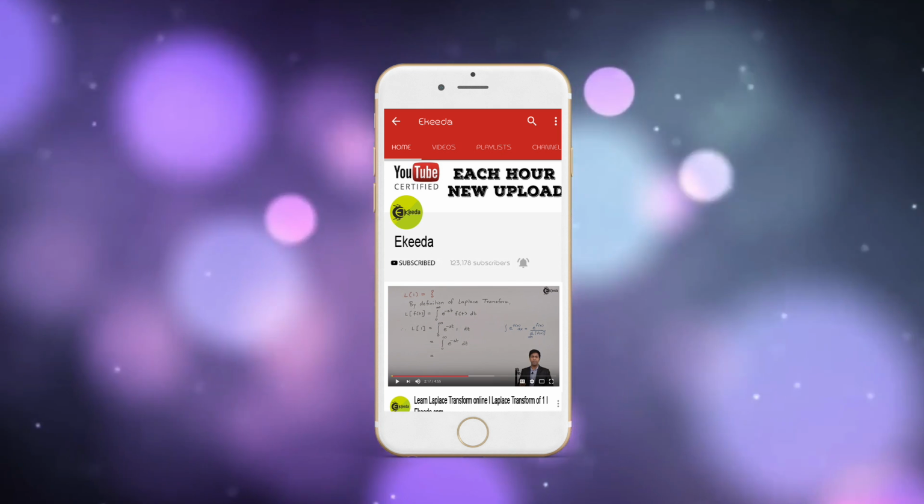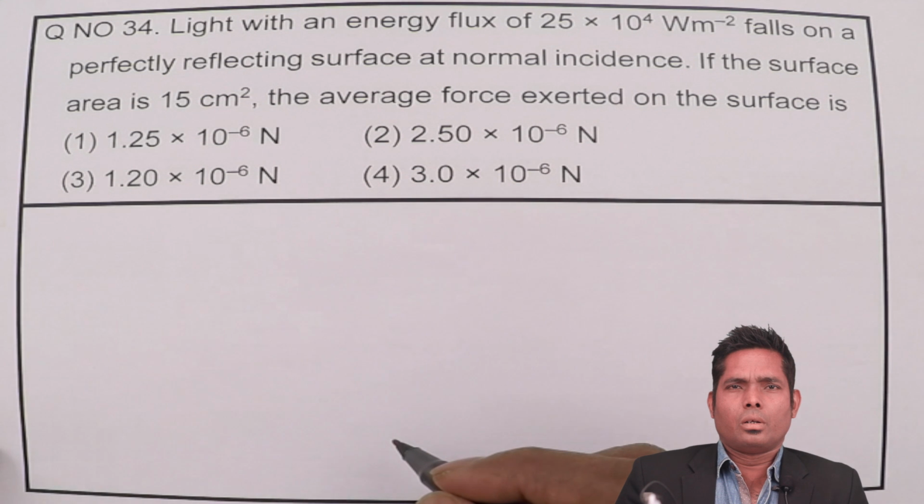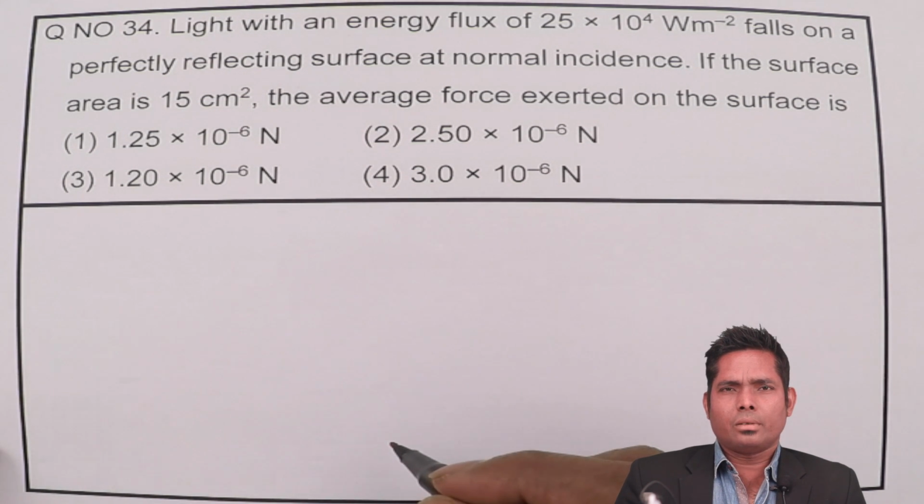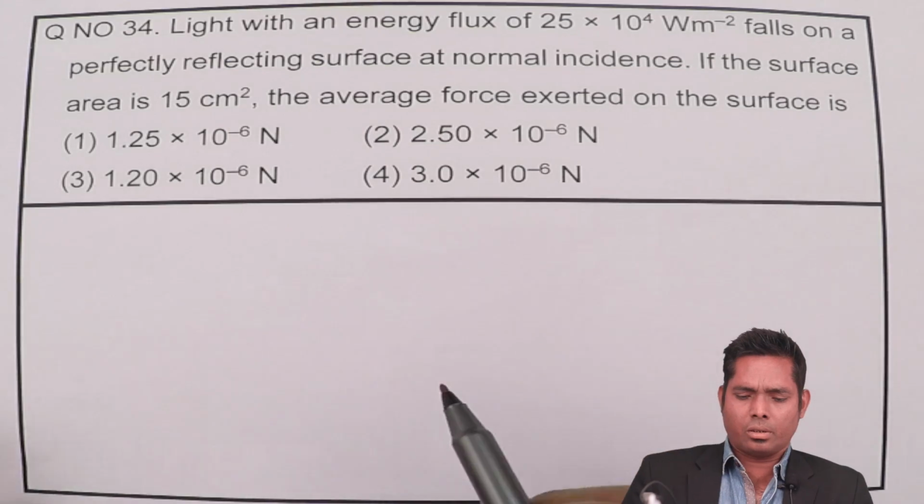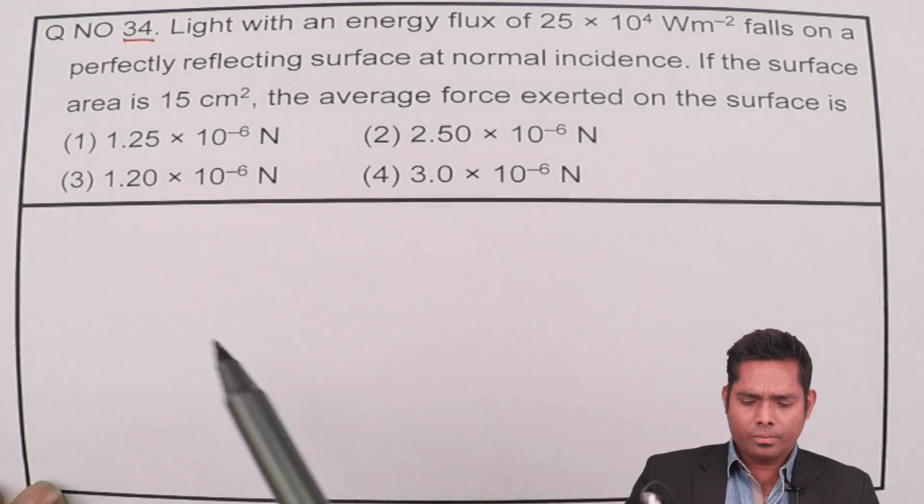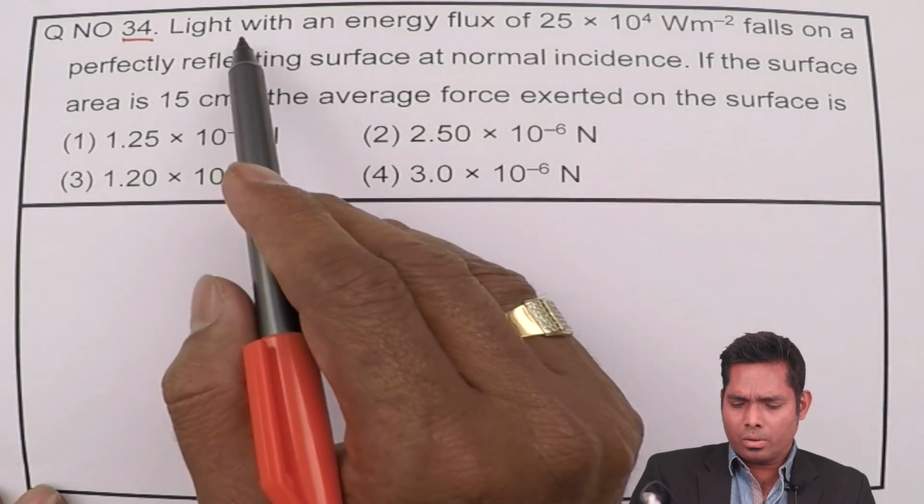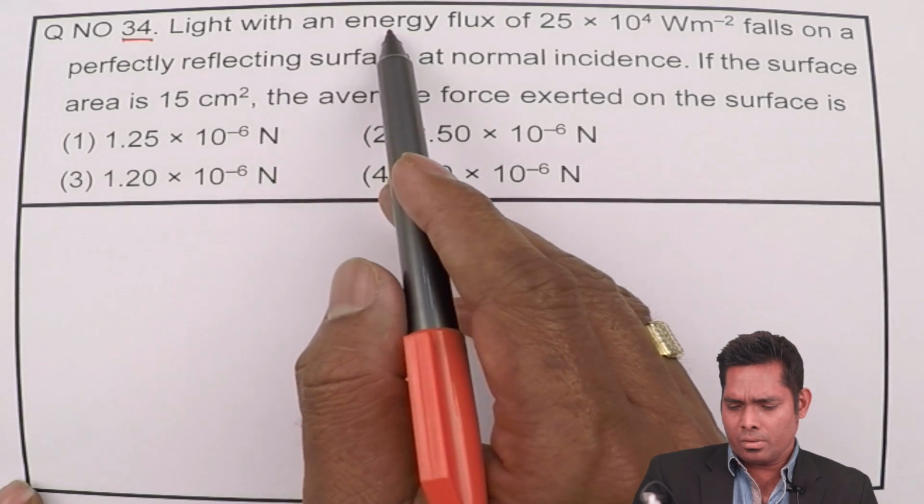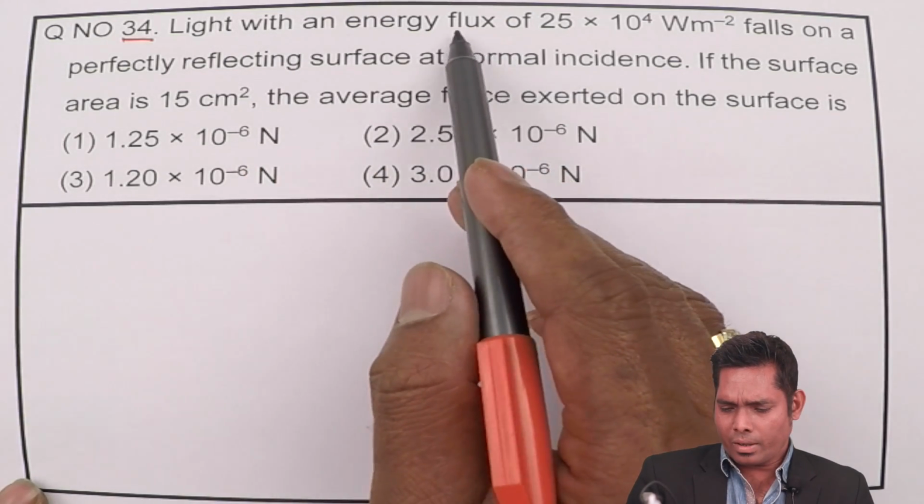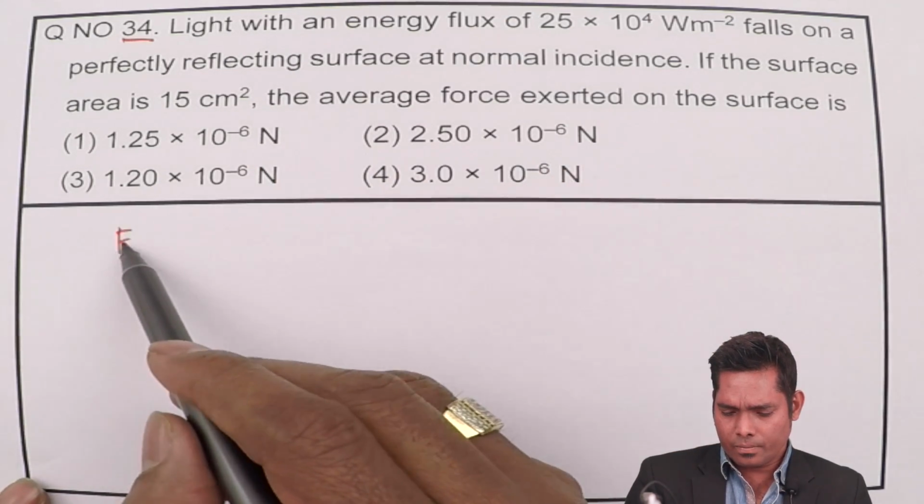Hello students, let us solve the next question, number 34, NEET Physics paper 2014. It is about light with an energy flux. Flux is energy flux.